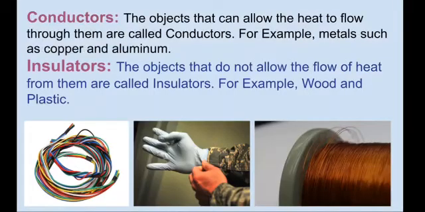So what is a conductor and an insulator? Okay, first the term conductor. The objects that allow heat to flow through them are called conductors. For example, metals such as copper and aluminium. Okay. And what is an insulator? The objects that do not allow the flow of heat through them are called insulators. For example, wood and plastic.